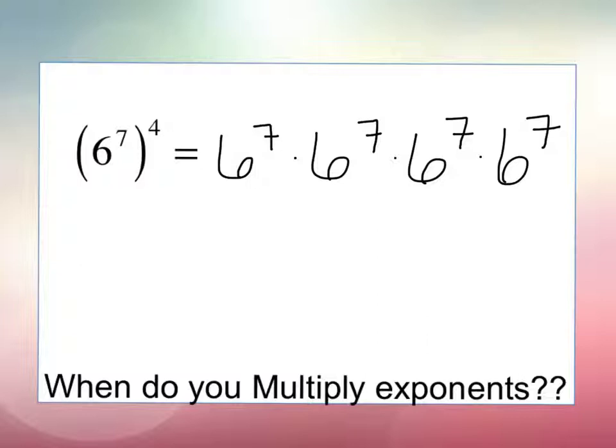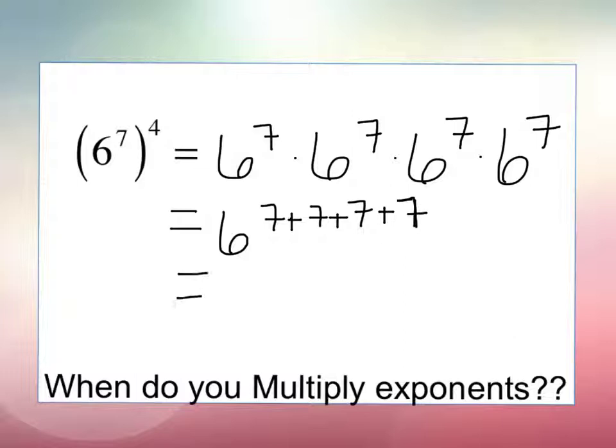As you notice, I wrote it 4 times, and we learned in the previous video that if I have 6 to the 7th multiplied by itself 4 times, all I need to do is just add the exponents. So I'm going to add 7 plus 7 plus 7 plus 7. And when I do that, I end up getting 6 to the 28th power.